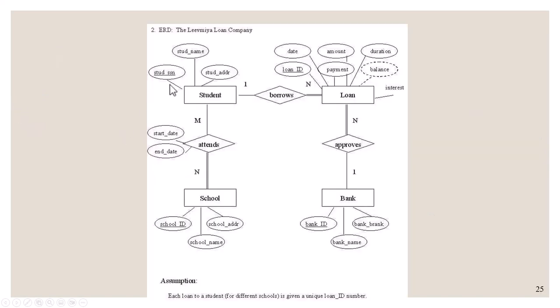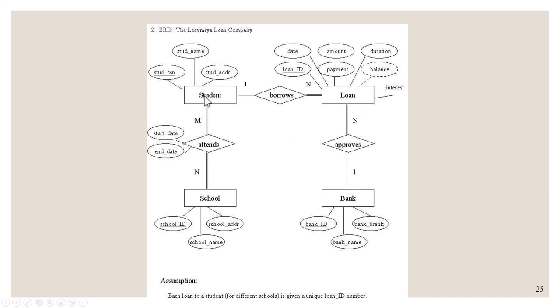Okay, let's go over it. So here we have 4 entity sets. We have student, loan, school, and bank. Okay, and we have relationship between student and loan. A student borrows a loan, and a bank approves a loan, and student attends school.